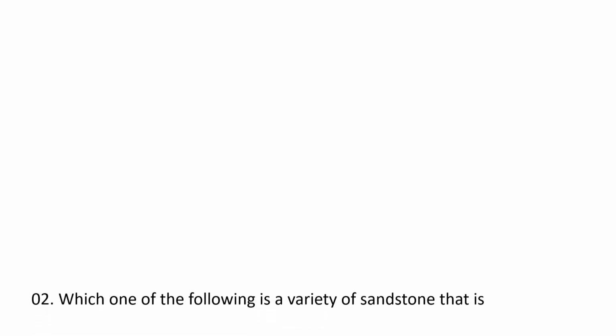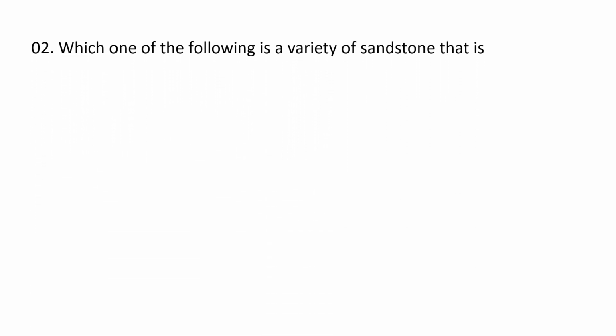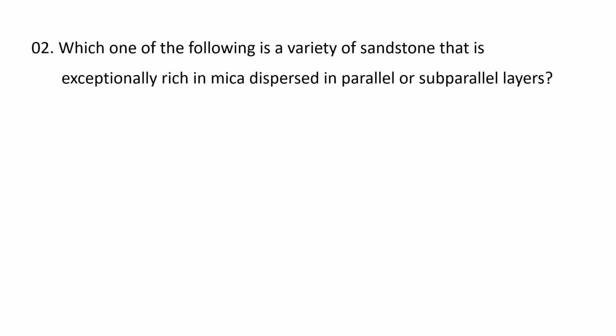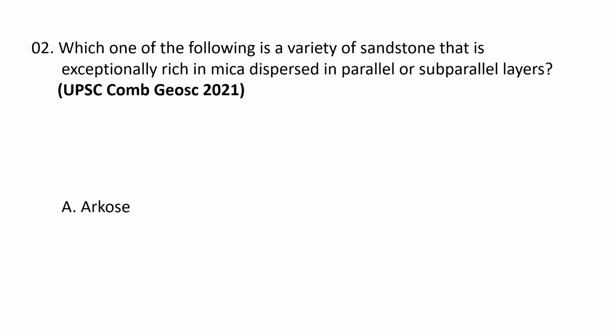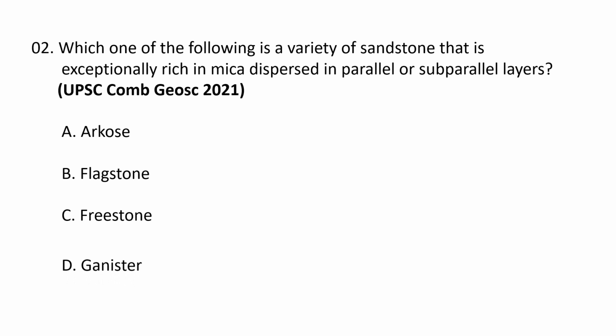Next question. Which one of the following is a variety of sandstone that is exceptionally rich in mica, dispersed in parallel or subparallel layers? A. Arkose, B. Flagstone, C. Freestone, and D. Gunnister. So the correct answer is flagstone. Flagstone is usually a form of sandstone which is composed of feldspar and quartz, and it's arenaceous in grain size, that is about 0.16 millimeters to 2 millimeters in diameter. The material that binds flagstone is usually composed of silica, calcite or iron oxide, and the rock color usually comes from these cementing materials. So B, flagstone, is the correct option.